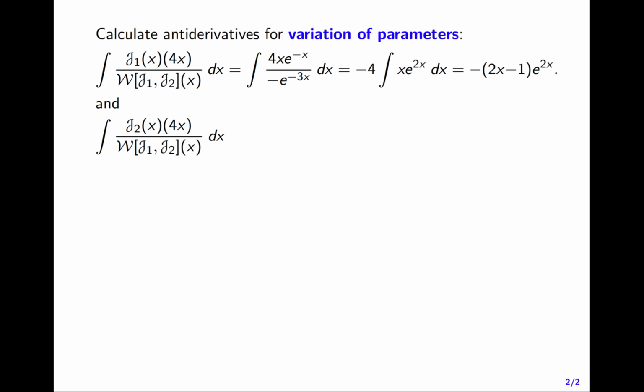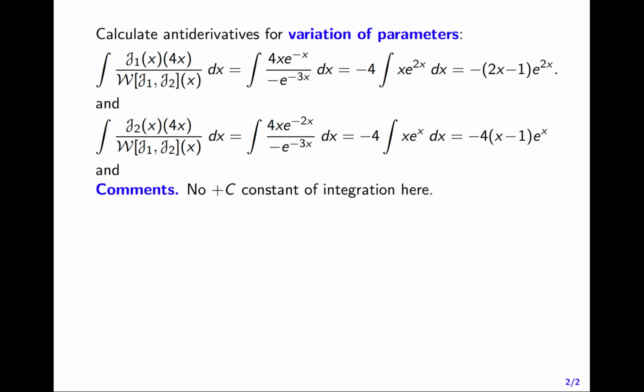The next integral we have to calculate is j2 of x times 4x, divided again by the Wronskian. So that's the integral of 4x e to the minus 2x over minus e to the minus 3x, and that's minus 4x e to the x. Another integration by parts turns that into minus 4 times x minus 1 e to the x. Now, we are not adding a plus c constant of integration here in either of these indefinite integrals. Normally you have to do that in calculus, but here it would just add more homogeneous solutions.